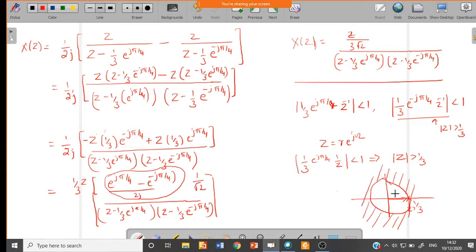Now the value of omega which is varying, for the first one it is equal to plus pi by 4, the pole exists here, and another pole exists here, at minus pi by 4. So the magnitude is 1 by 3 and phase is plus pi by 4 and minus pi by 4. So this is one pole and this is another pole. Okay, outside the circle, the region of convergence exists.